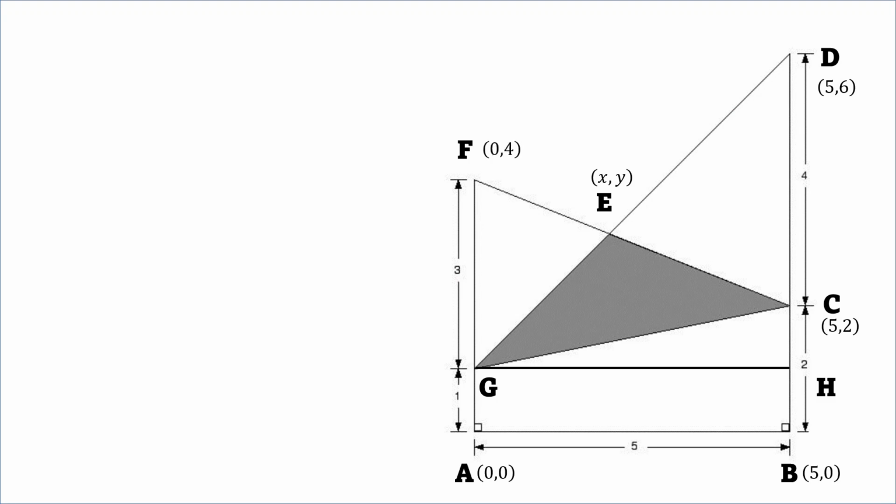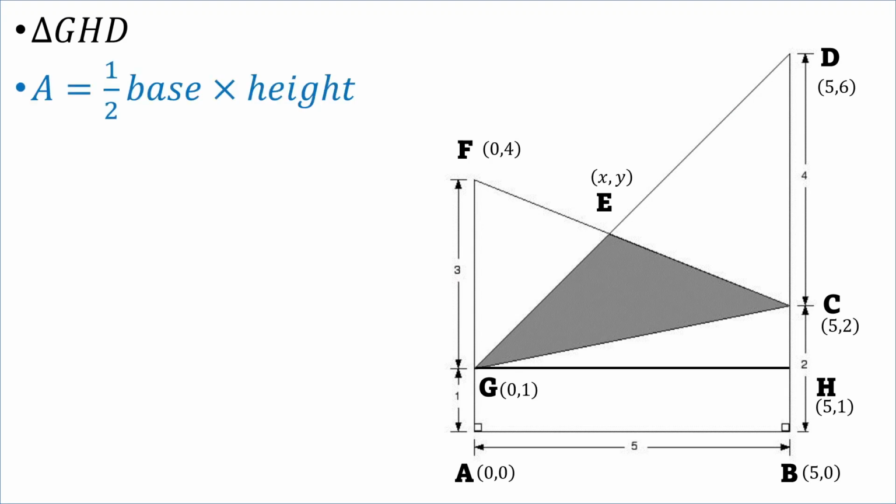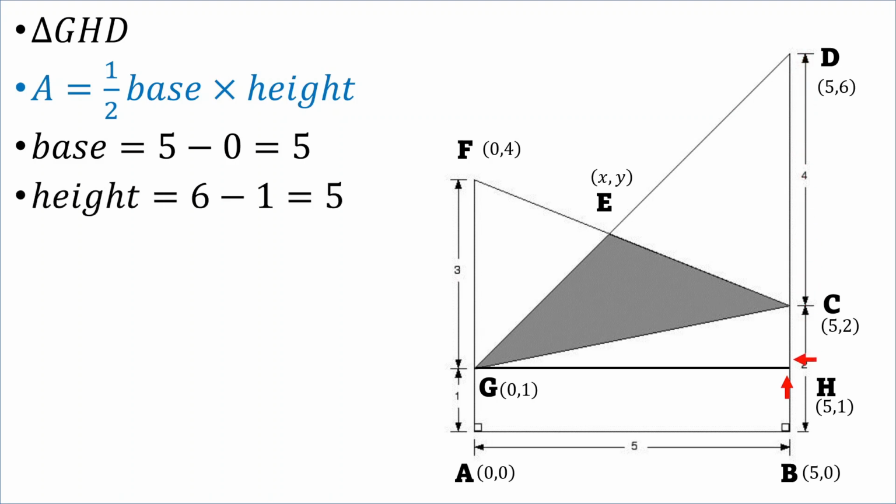F is going to be 0, 4, because 1 plus 3 is 4. G will be 0, 1. And finally, coming back to H, that's going to be 5, 1, because that's on the same horizontal level as point G. So, for a triangle GHD, the very large triangle, we know the area is given by half base times height. But what's going to be the base GH? Well, that's simply going to be 5 minus 0, which is 5. Then what's going to be the height? DH. Well, that's going to be 6 minus 1, which is also 5. So the area will be 1/2 times 5 times 5, which we will leave for now as 25 over 2.